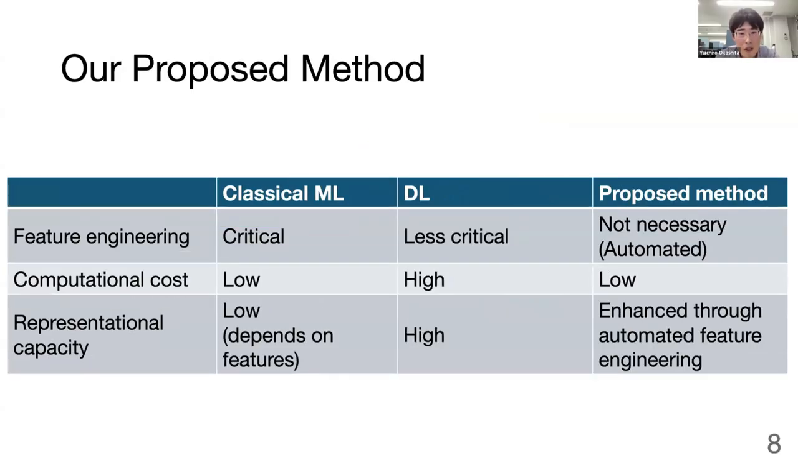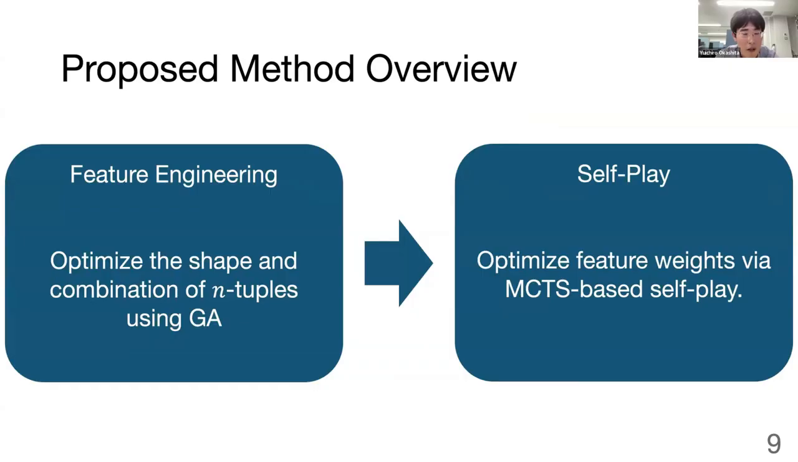Our proposed method uses classical machine learning but does not require any manual feature engineering. Instead, its representational capacity is enhanced through automated feature engineering. This is the overview of our method. Our method has two main stages. First, we perform automated feature engineering. We use a genetic algorithm to optimize the shapes and combination of n-tuples. I will explain what n-tuples are in more detail shortly. Second, once the features are engineered, we use MCTS-based self-play reinforcement learning to learn their optimal weights.